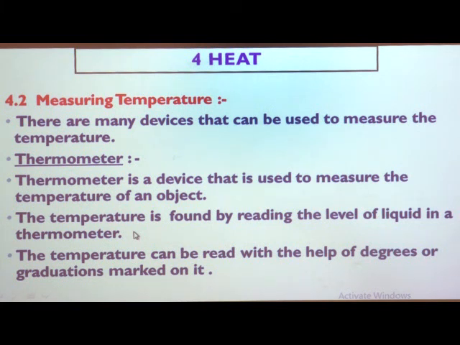Then the temperature can be read with the help of degrees or graduation marks on it. So, in degrees the temperature is given on that thermometer, which has gradual marks on it. Okay, so by these markings we are going to read the temperature.